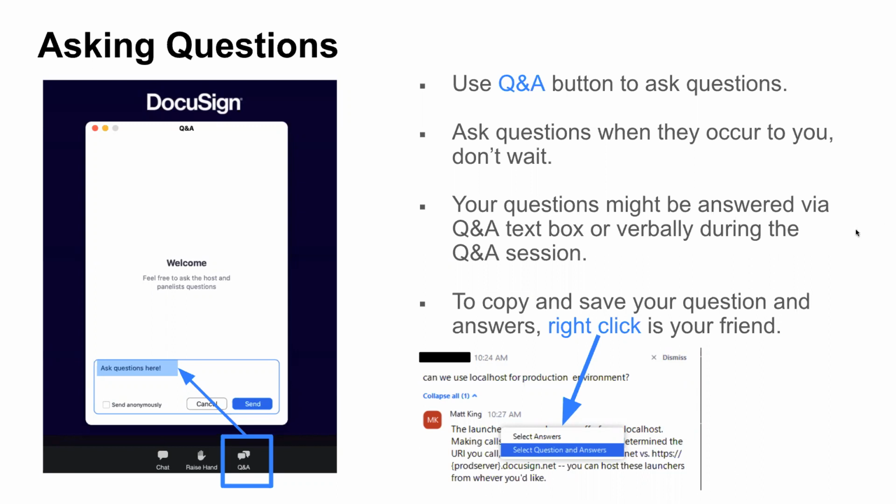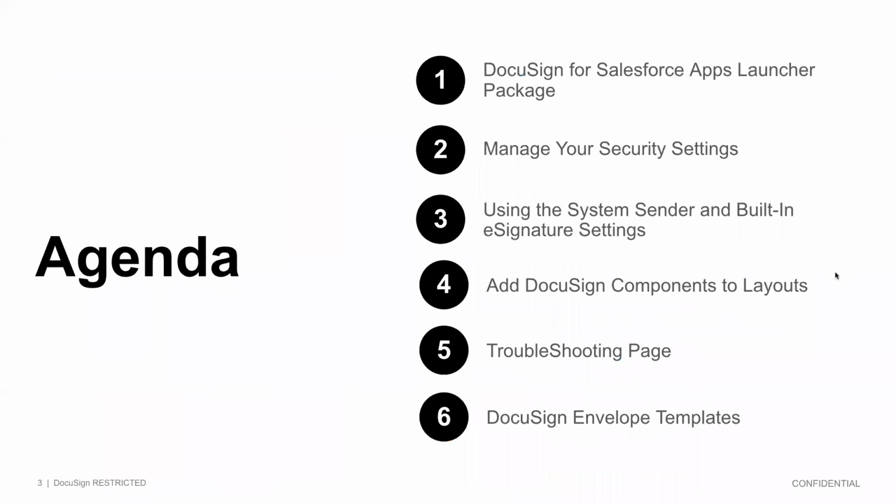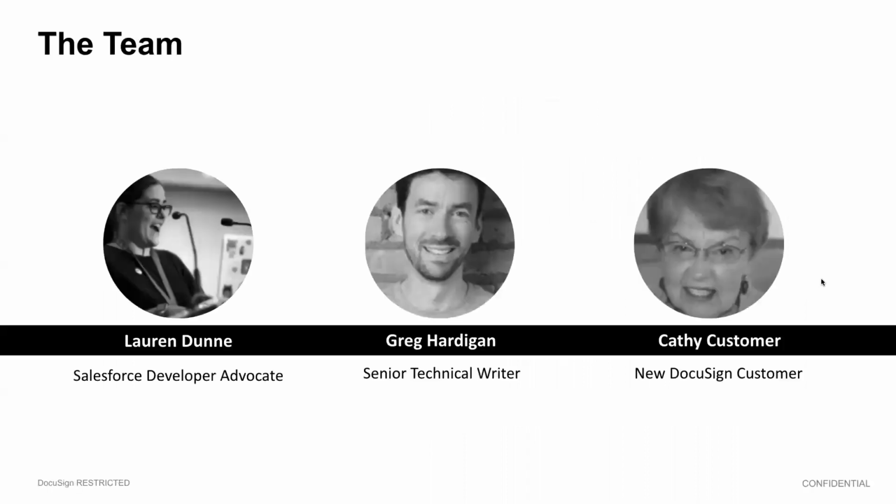Hello. So I'm just going to quickly go through the agenda here. We're going to talk about the DocuSign for Salesforce Apps Launcher package, how to manage your security settings inside of Salesforce using the System Center and built-in e-signature settings, how to add DocuSign components to Salesforce layouts using the DocuSign troubleshooting page, and we're going to talk about envelope templates and go through a demo of building an envelope template. So that is all to come.